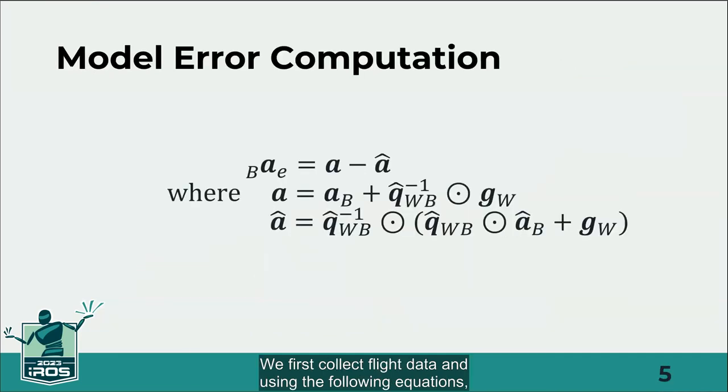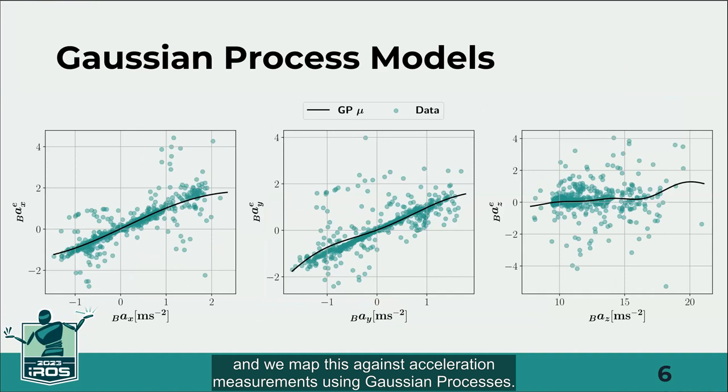We first collect flight data, and using the following equations, we compute the model errors. All the required measurements for this are only collected using onboard measurements, which significantly reduces the complexity of the data collection step by removing the need for ground truth data, which is a common requirement for these methods that involve machine learning techniques. We compute the error between the measurement and the model propagation with the known inputs to the system, and we map this against acceleration measurements using Gaussian processes.